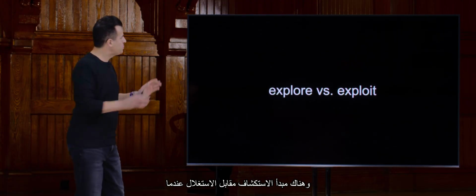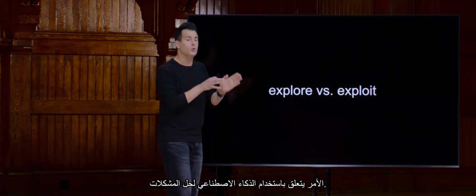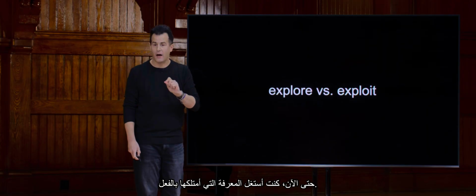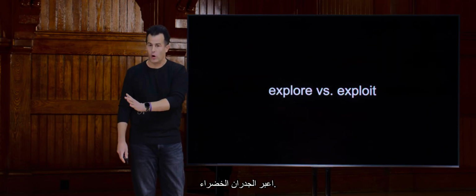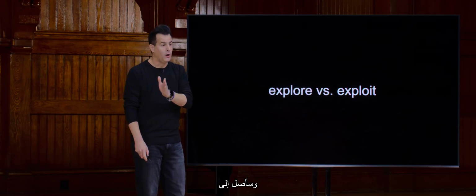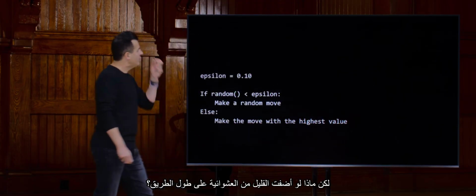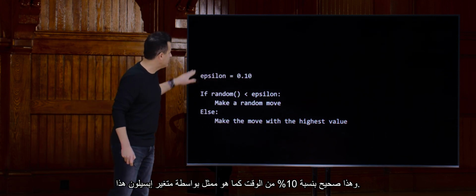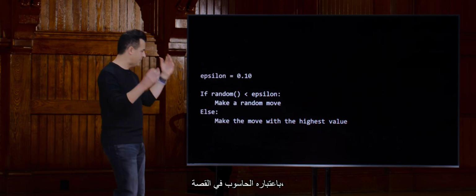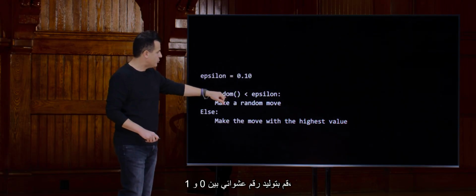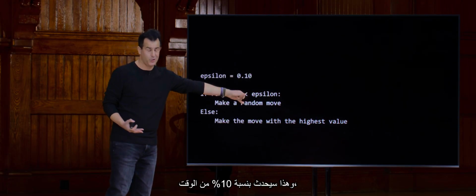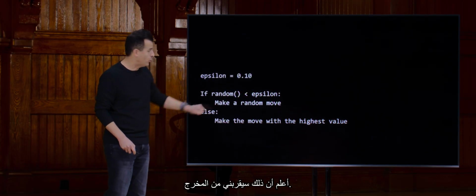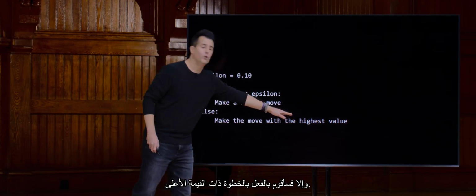And there's this principle of exploring versus exploiting when it comes to using artificial intelligence to solve problems. Up until now, I've just been exploiting knowledge I already have. Don't go through the red walls, do go through the green walls. Exploit, exploit, exploit, and I will get to a final solution. But what if I just sprinkle in a little bit of randomness along the way, and maybe 10% of the time, as represented by this epsilon variable, I, as the computer in the story, generate a random number between 0 and 1. And if it's less than that percent, which is going to happen 10% of the time, I'm going to make a random move instead of one that I know will get me closer to the exit. Otherwise, I'll indeed make the move with the highest value.